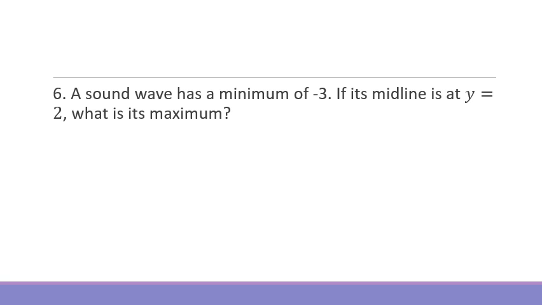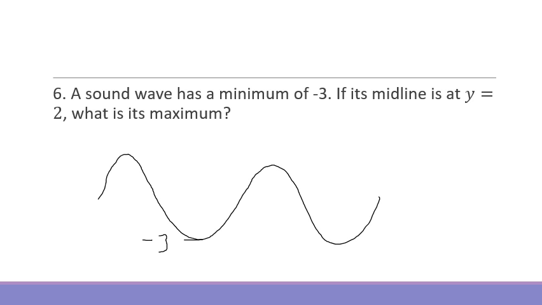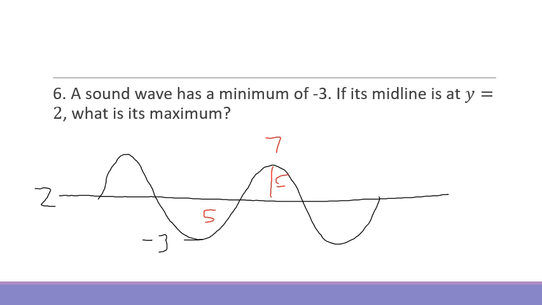Okay, let's try this one. A sound wave has a minimum of -3 if its midline is at y = 2. What is its maximum? Let's just draw a quick picture of this, right? So we're going to have a sound wave, and a minimum at -3. Now it says the midline is at 2. So what is its maximum? Okay, so if we're going here from -3 to 2, we went a distance of 5. So that means that the amplitude here is 5. So to go from 2 and up 5 from 2, 2 plus 5 is 7 for the maximum.